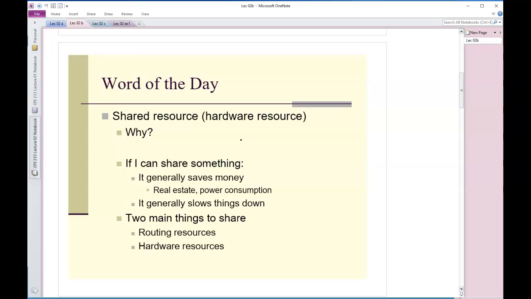Essentially, tri-state is a mechanism to share devices in a circuit. So the two main things that are shared out there are hardware resources and routing resources. So we're not going to discuss hardware resources. We used to have that in the old architecture we used to use for this course. We're more interested in, for this discussion, routing resources.